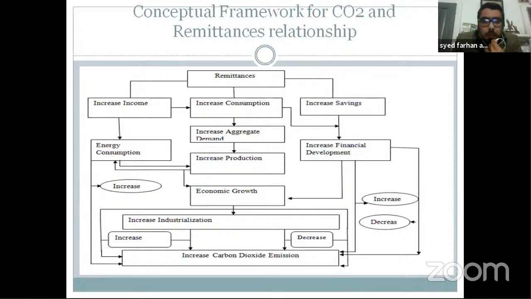and with production, that leads to an increase in industrialization. So, for that purpose, energy is also consumed. If energy is consumed, that leads to environmental degradation. So it may increase or decrease the environmental degradation, which we are measuring by CO2 carbon dioxide emission in these countries.